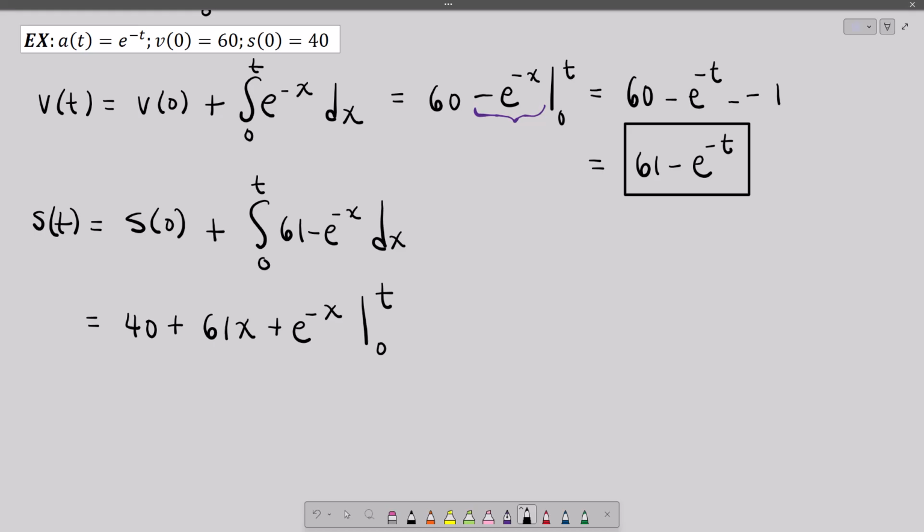Once again, the antiderivative piece is right here. So the t and the 0 aren't being plugged into the 40. 40 is separate. This will give us 40 plus 61t plus e to the negative t minus, so here is the antiderivative at the upper limit. And then over here is going to be the antiderivative at the lower limit. So we plug it in. We're subtracting off 0 plus 1.